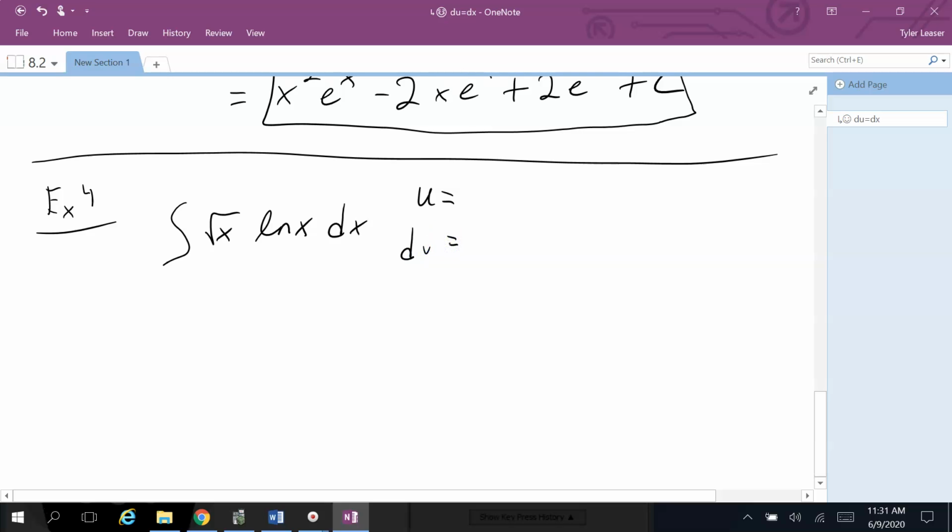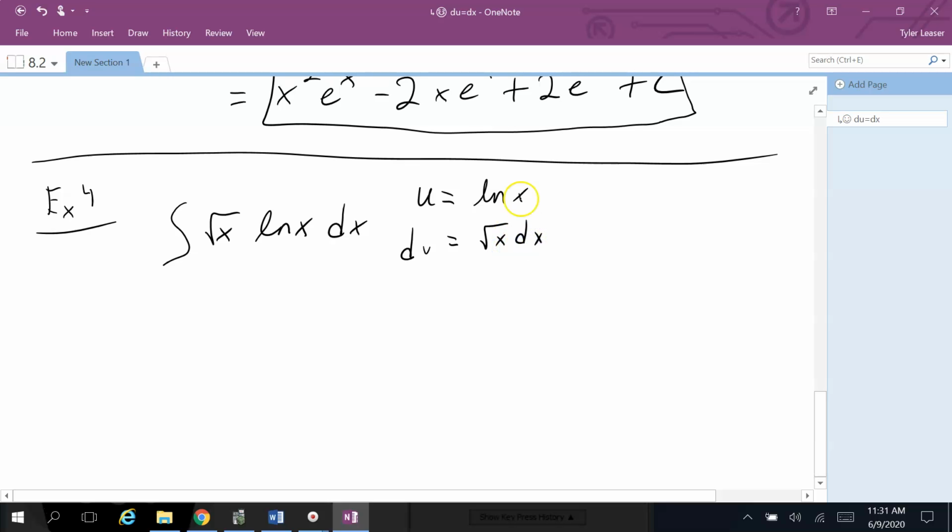We want to set up our u into something that we can take the derivative of and something that breaks down. We want to set up our dv into something that we at least know how to do the antiderivative of. A big clue is that anytime there's a natural log x, almost always make that natural log x be the u. Because when you take the derivative of that natural log, you just get the 1 over x. So we're going to let the dv be what's left, the square root x dx.